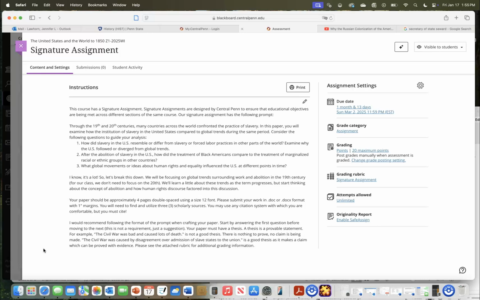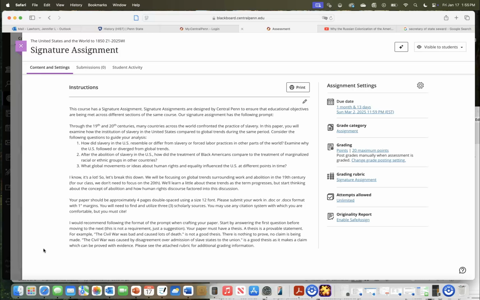So we are going to be focusing on global trends surrounding work and abolition in the 19th century. So it's for our class, right? We don't need to focus on the 20th. That's a bit much. So let's just keep this to the 19th century. We really want to focus on the abolition of slavery. Okay? So we do have our slavery unit up, and I have designed that unit to work with this assignment so that you are nice and prepared for that assignment. Okay? It's in week 5. So you should be done with that unit by the time we get here. So we are getting into it in coursework, but you are going to have to do some of your own stuff. So let's get into the nuts and bolts here.